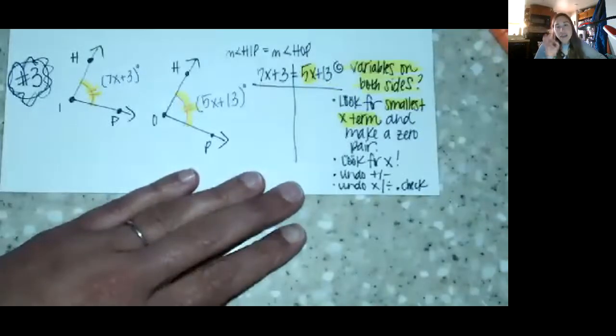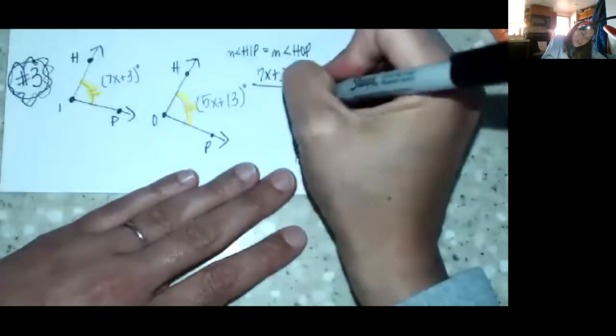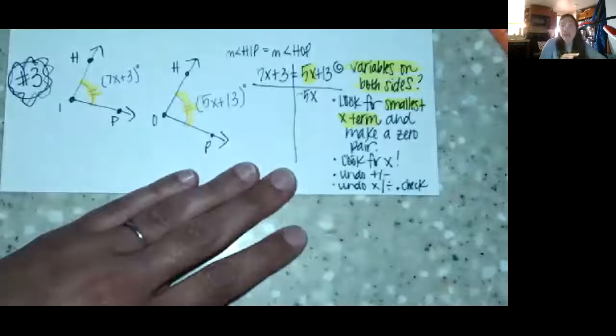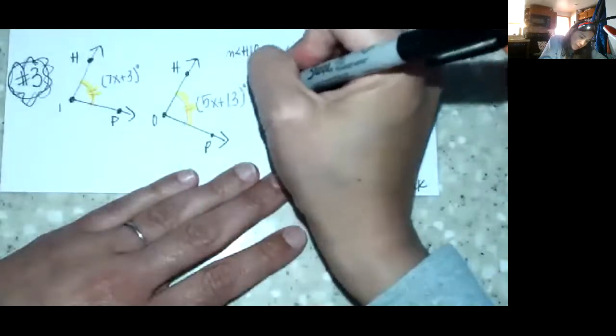Now, if I am trying to solve this problem, what I want to do is take that 5x and make a zero pair with it. So if I had 5 x's and I want to make it 0, I need to take 5 x's away. So I'm going to show you. I'm going to do minus 5x. And this one, you have to have the x with it because we are taking away not just 5, but 5 x's. And I'm going to do the same on the left.